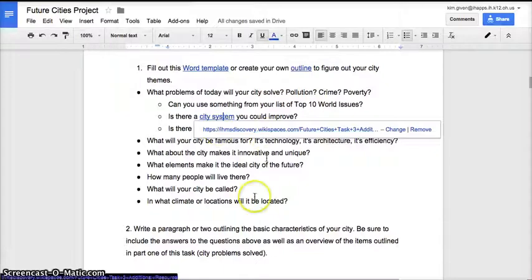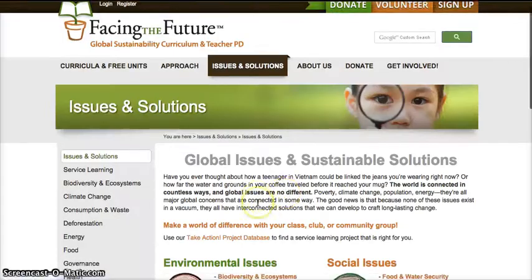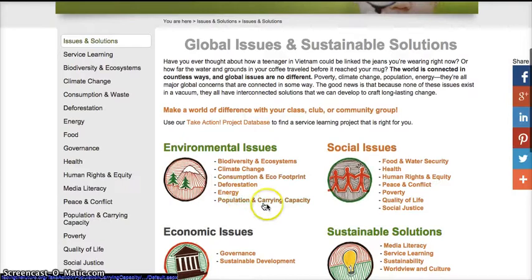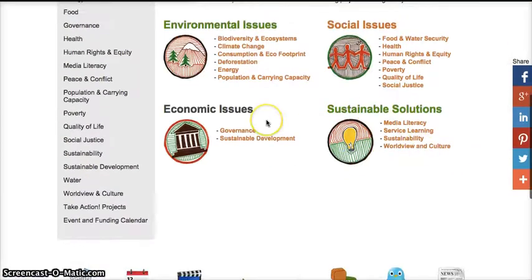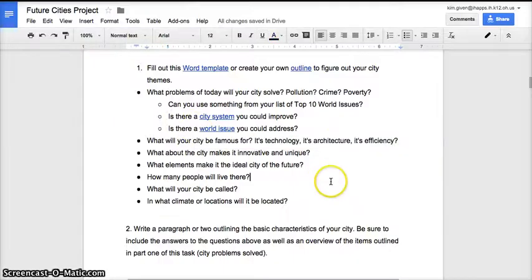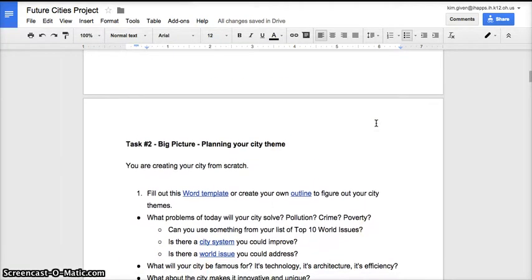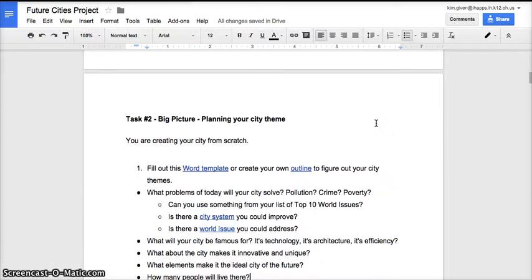Another resource should look familiar to you. That's our Facing the Future site, and that has all different kinds of world issues organized in these categories. Sustainable solutions may be a great place for you to look if you're looking to create a better city. Finally, you may have something in your list of top 10 world issues that you could solve in your city. So you've got a lot of resources to help you come up with the problems that you're going to focus on in your city that will be solved in the year 2215, 200 years in the future.